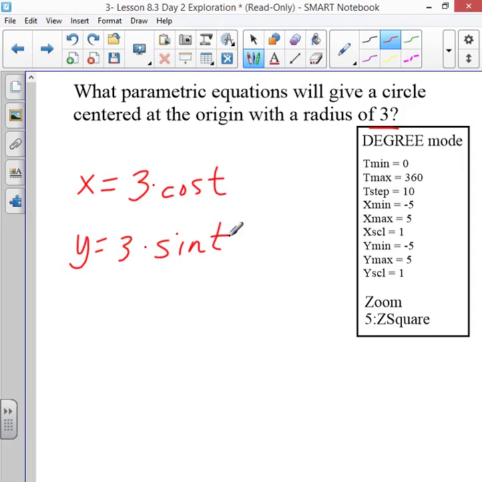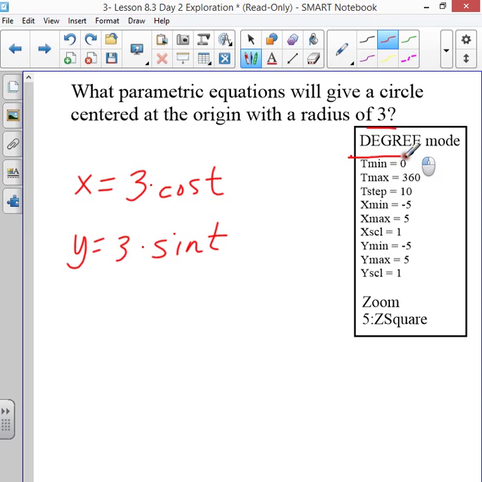To make sure we all get the same picture, I give you a little box over here. First off, make sure you are in degree mode. Okay, and then this is what I set up for your T-min, T-max, and T-step. So take a moment, why don't you pause the video and try to get the graph to show up.